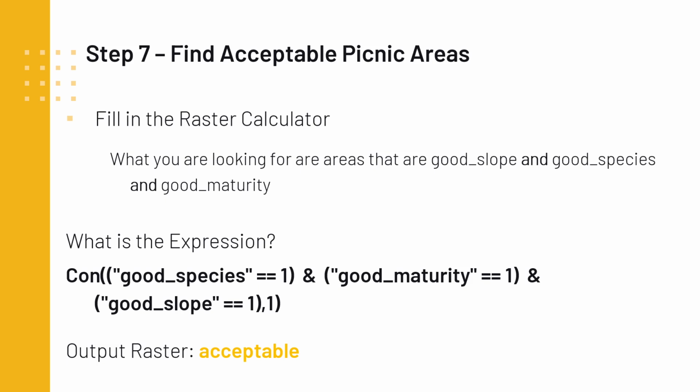What to do if all of those conditions are true: you're going to put the value of 1 in. And then you're going to close the main bracket for the conditional statement. The output raster we're going to create is something called acceptable.